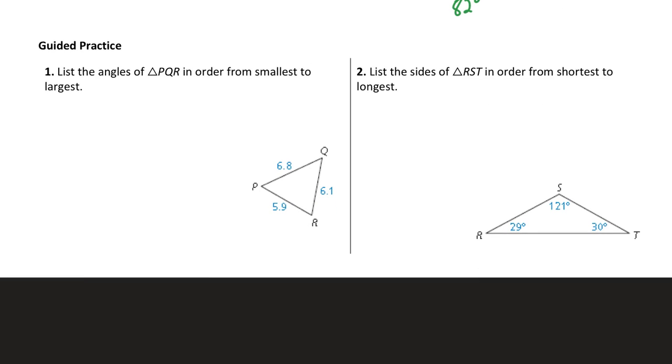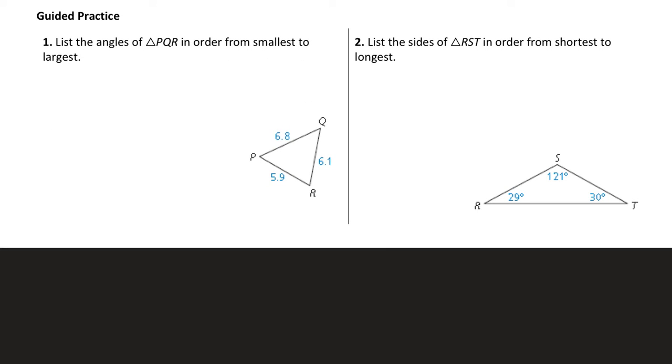So some guided practice here for you to pause the video, check your answers, and move on to the next examples. Okay, so pretty straightforward. In the first one, those look like L's. Sorry. Angle Q is the smallest, then P, then R. In number 2, ST is the shortest, then RS, RT is the longest because it's across from the largest angle.